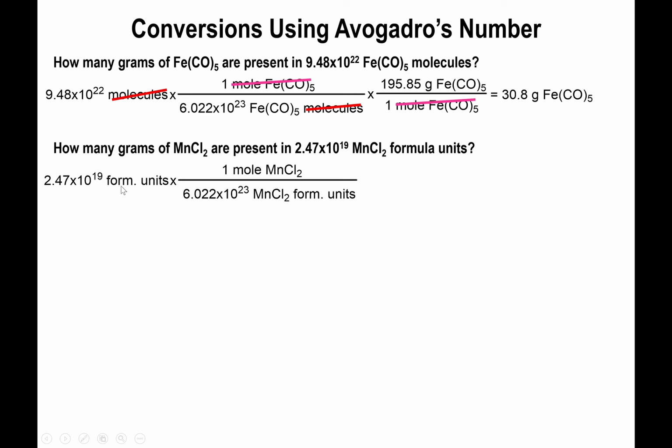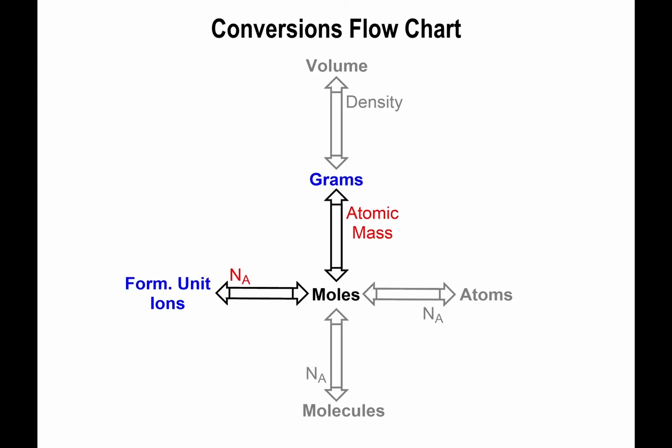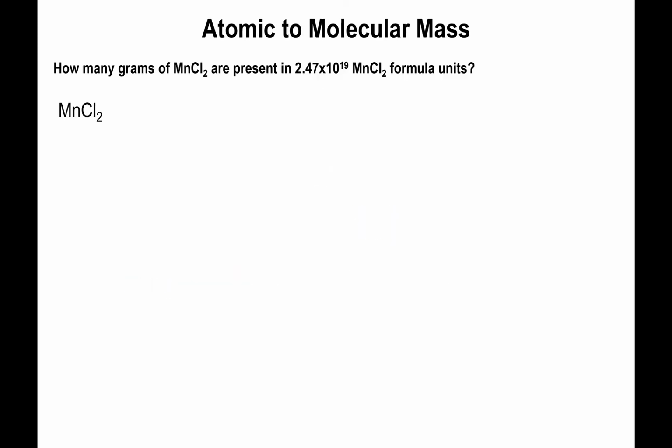So formula units are on top. We'll make sure to place formula units on the bottom. Avogadro's number goes along with the formula units. The 1 mole goes on the opposite end of the fraction. All right, cancel out formula units. Now we're going to look at the molar mass of manganese 2 chloride.